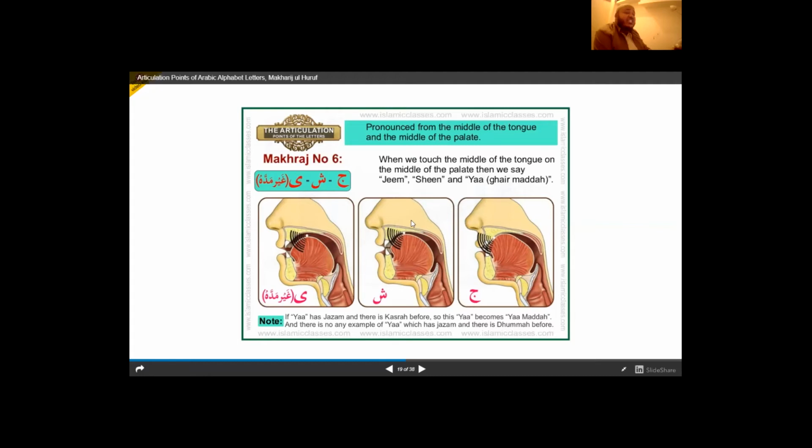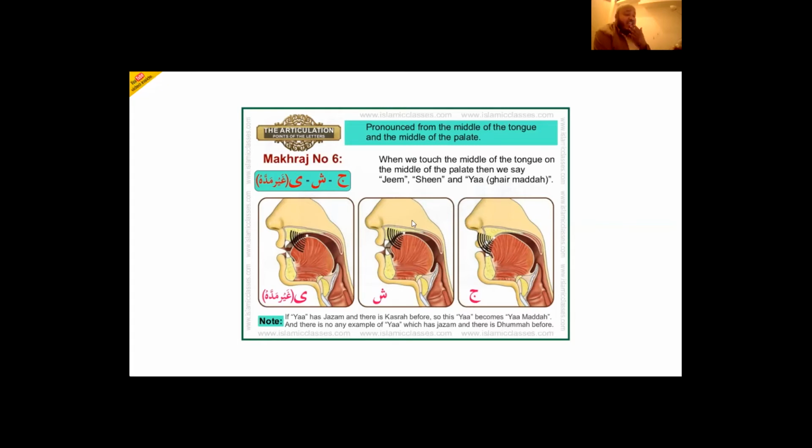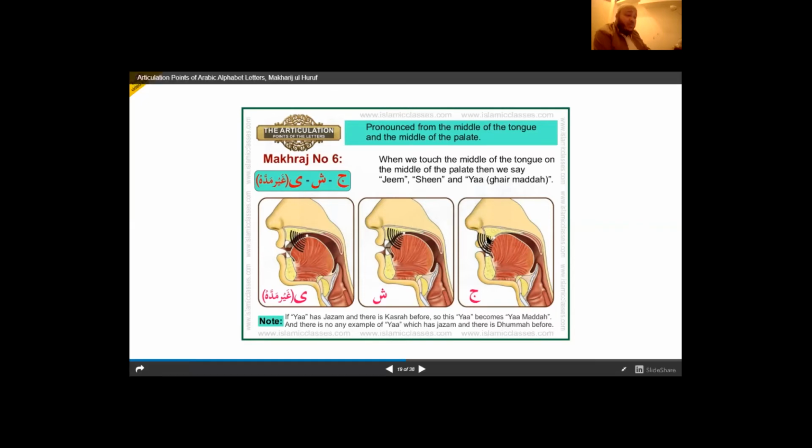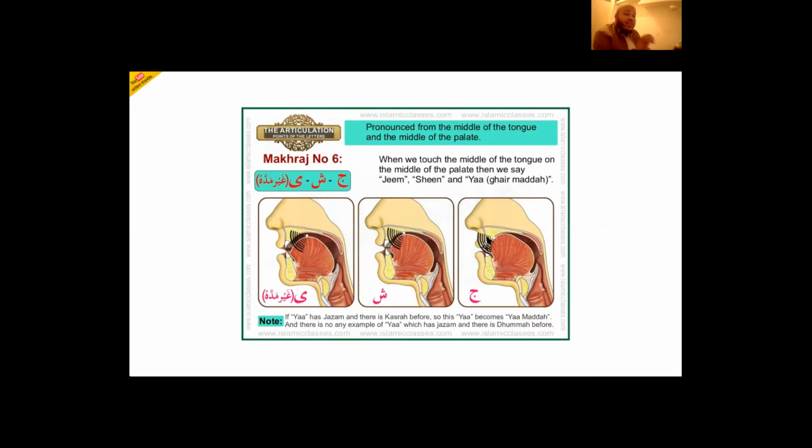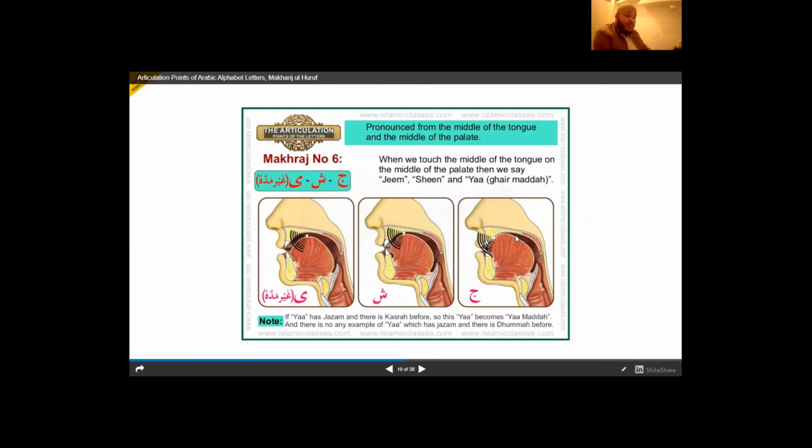Sheen, sheen. Okay? Your tongue stays in. Sheen. Your tongue goes in further. Sheen. Where jim comes is the closest part of the palate inside, closest to your teeth. That's jim.